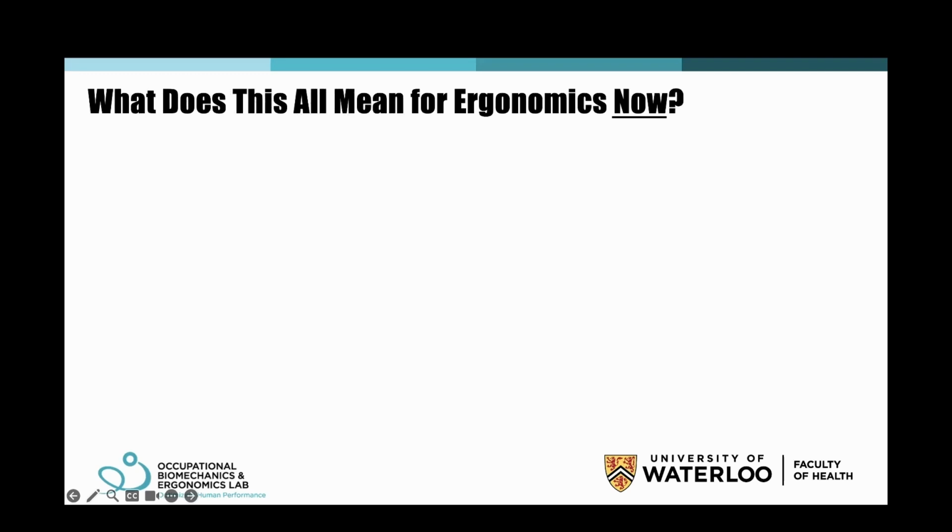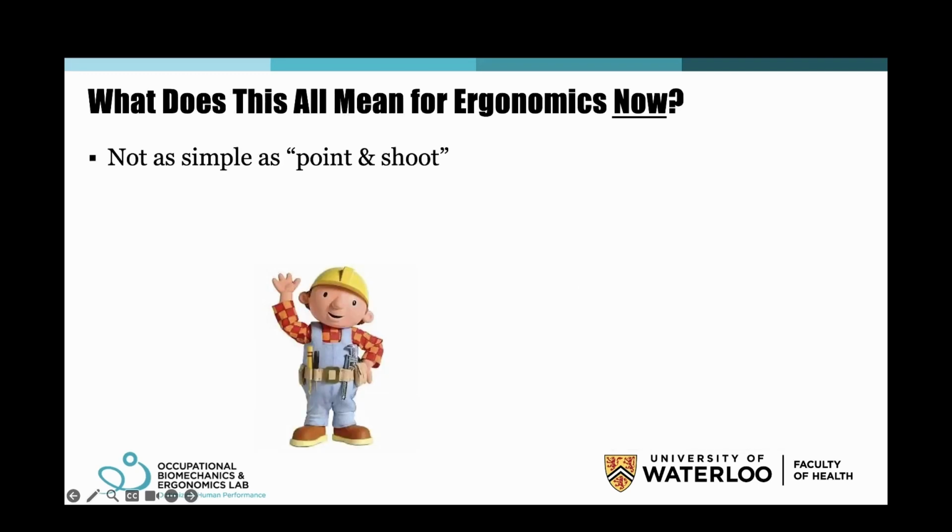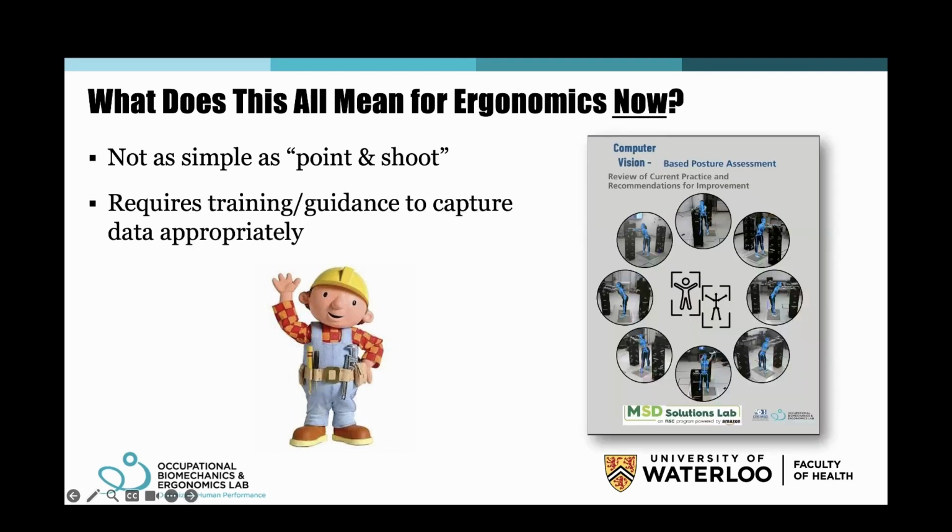So what does this all mean for ergonomics now? Using these computer vision tools is not as simple as just point and shoot. We point, capture, upload a video, boom, Bob's your uncle. You have a completed risk assessment, you have your answers, go from there. It's not as simple as that. With everything that we've learned and presented so far, capturing good quality data will allow you to perform some risk assessments. You also require the appropriate training and guidance to capture that data and to interpret it appropriately.